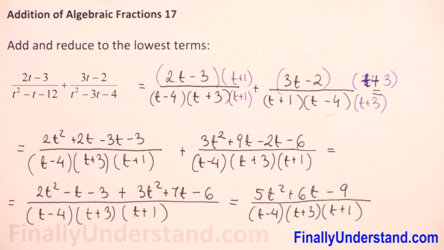Next, we can check if we can factorize our numerator. We have 5t squared, 6t, and minus 9. So we cannot factorize our numerator. So we cannot reduce anything. This is my solution.